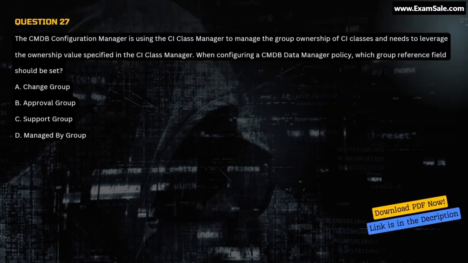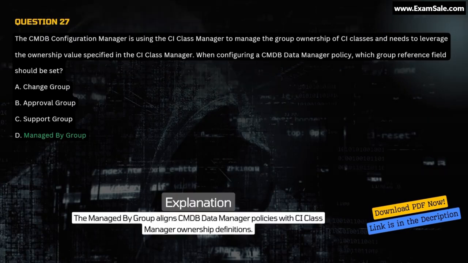Question 27. The CMDB Configuration Manager is using the CI Class Manager to manage the group ownership of CI classes and needs to leverage the ownership value specified in the CI Class Manager. When configuring a CMDB Data Manager policy, which group reference field should be set? A. Change group. B. Approval group. C. Support group. D. Managed by group. Correct answer D. Managed by group. Explanation. The Managed by Group aligns CMDB Data Manager policies with CI Class Manager ownership definitions.